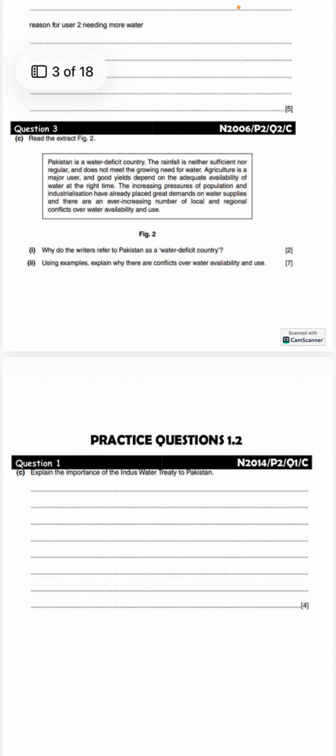Then we have question number 3. Question number 3 is basically a textual source. You need to go through the textual source and give the answer keeping that textual source in mind. So Pakistan is a water deficit country. Water deficit means where there is a deficiency of water, a water lacking country sort of thing.